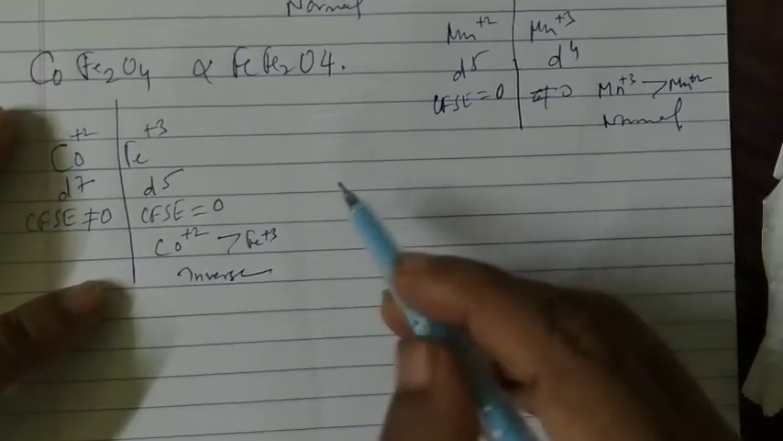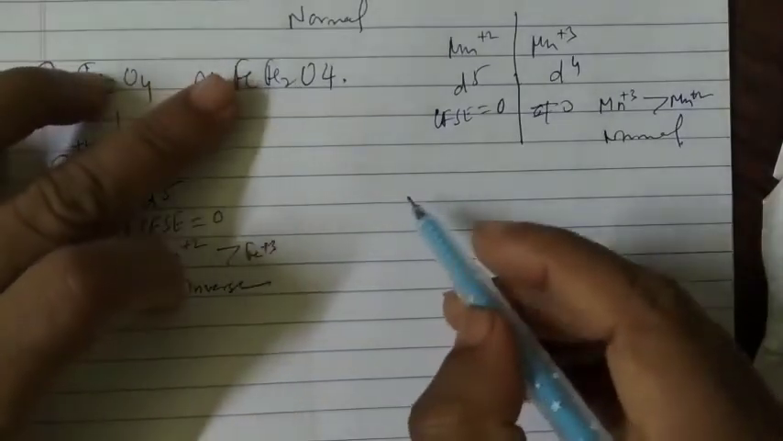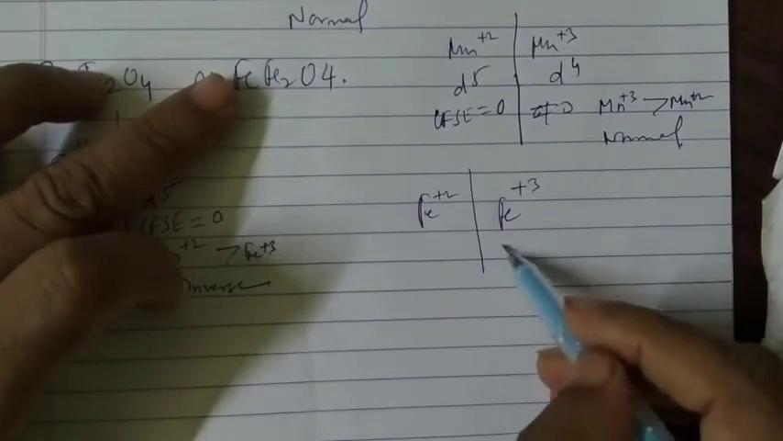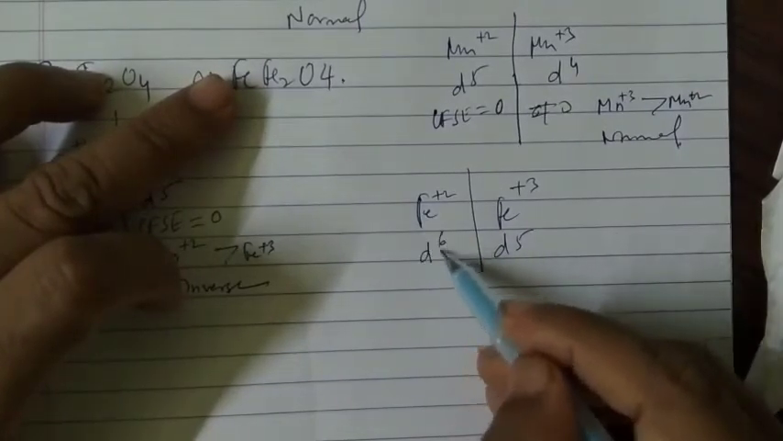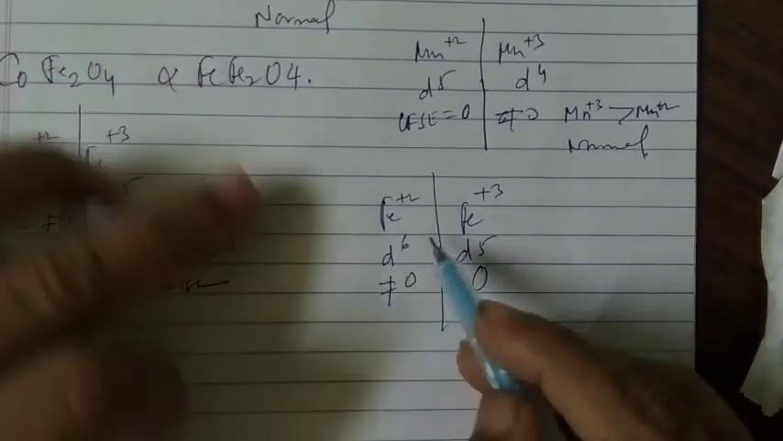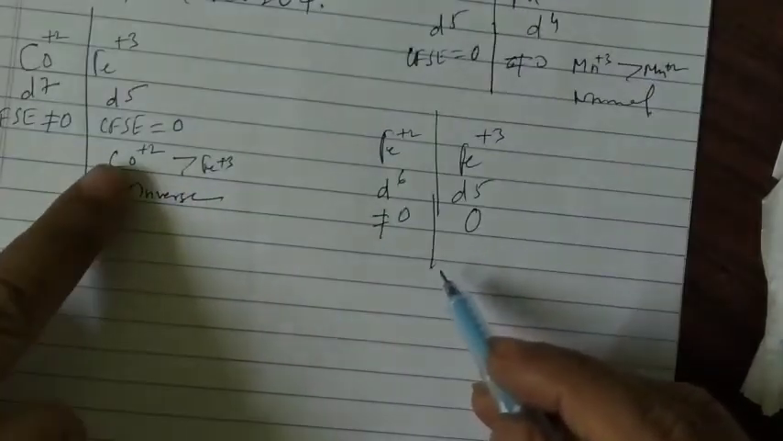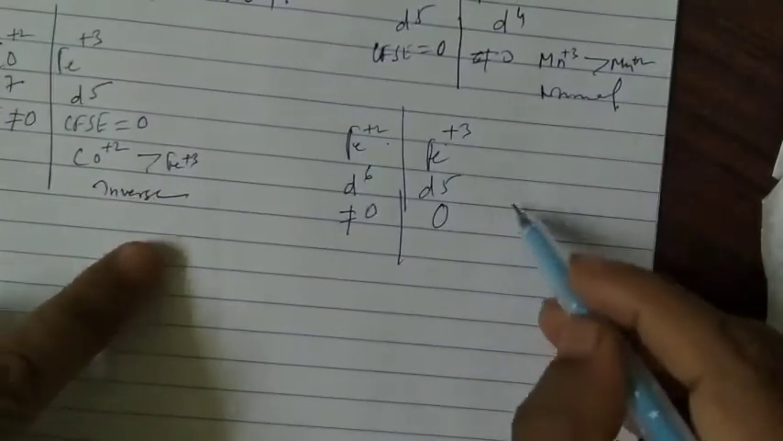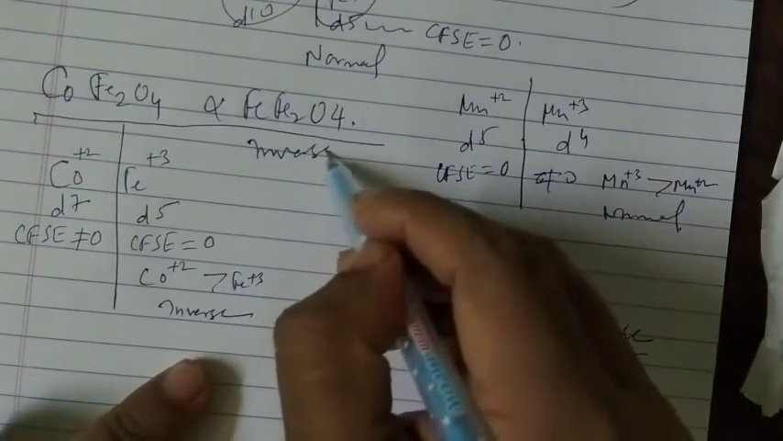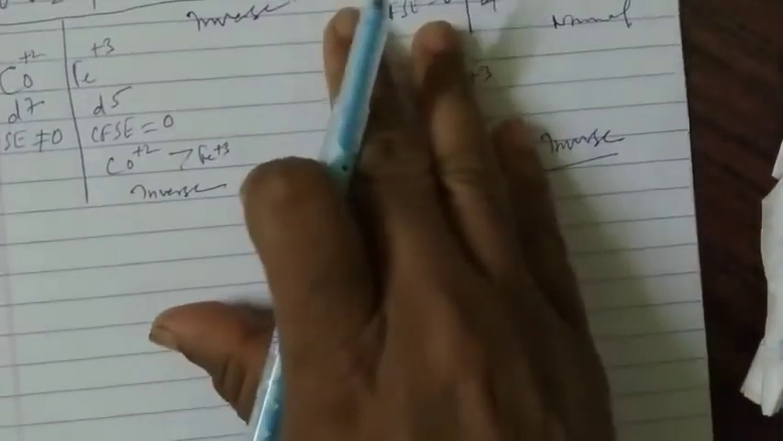Now if you see Fe2O4, here also Fe is in +2 state and one Fe in +3 state. Fe+3 is a d5 system, Fe+2 is a d6 system, so this CFSE is 0 and this is not equal to 0. Again the same thing: divalent is greater than trivalent, so this is also inverse. That means both crystal structures are inverse. Questions like this will be asked, and we have to give the answers very carefully.